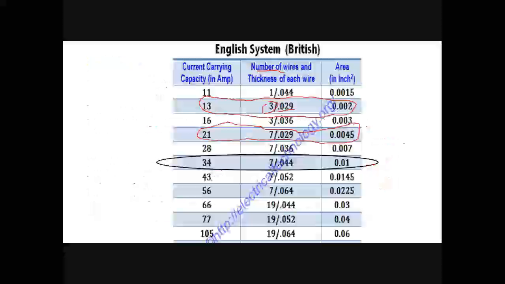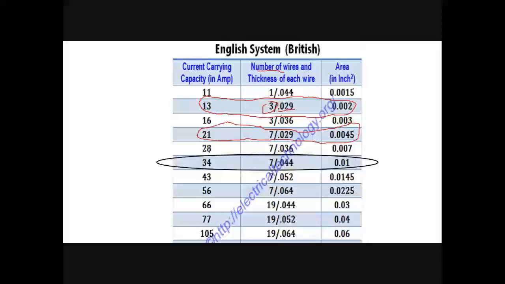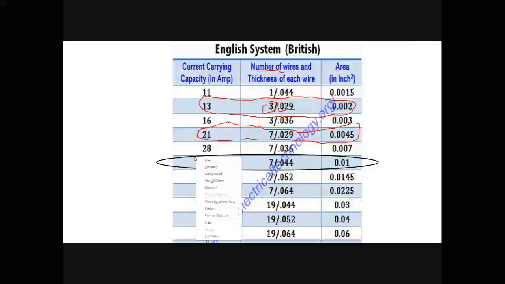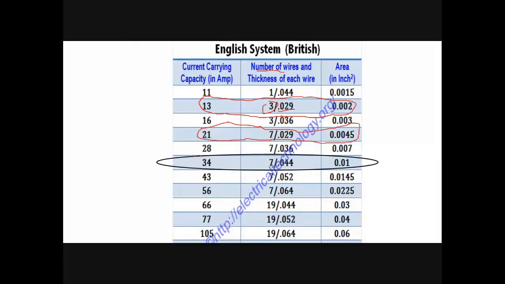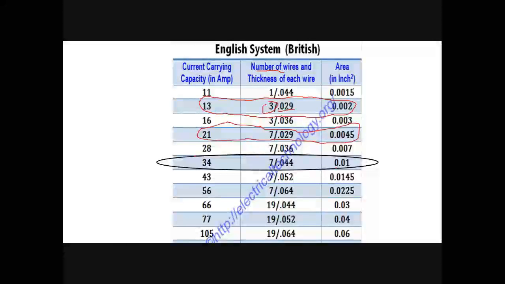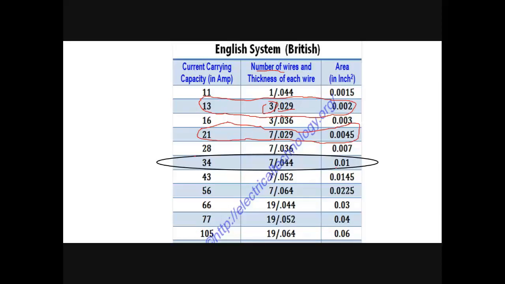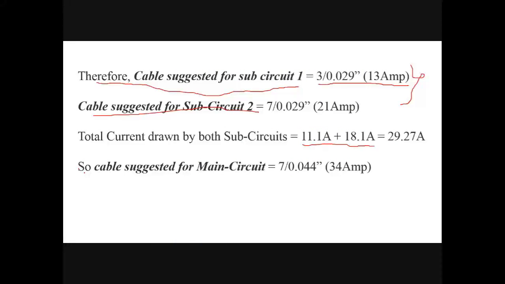Now we have to look at the table again. For 29.27, 29 is not available, and we are not going to choose 28 because our value is 29, so we must choose the upper limit. After choosing the upper limit, I have made the black circle. The size of cable is 7 by 0.044, and the area of that conductor is 0.01 inch square. Here you have to write your answer. Without the table, you cannot suggest the cable size.